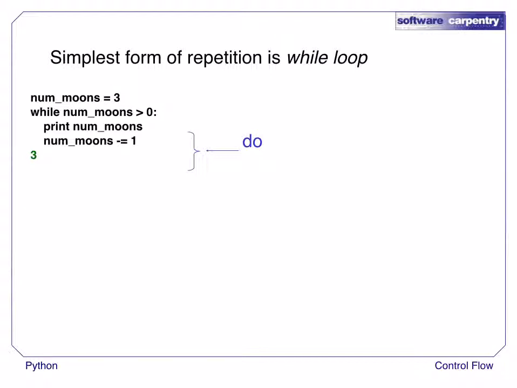Python then goes back to the while statement and rechecks the condition. It's still true. So this time the program prints 2 and again subtracts 1 from num_moons. Another check, another print statement. The program prints 1, then decreases num_moons again. And since the loop's controlling condition is now false, the program's done.